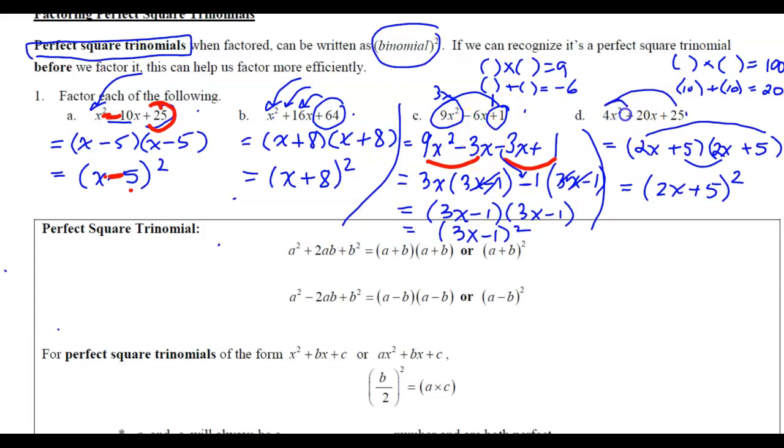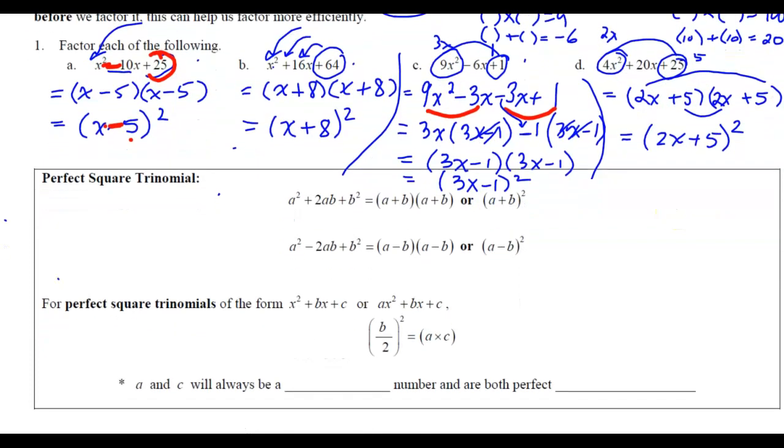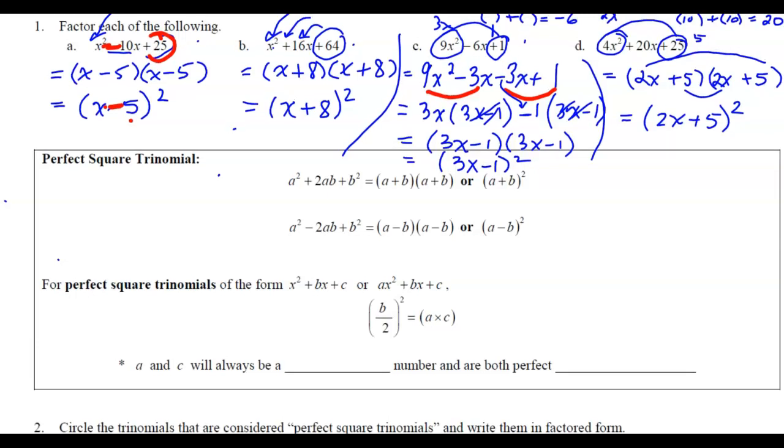Here, the root of 4x squared is 2x. The root of 25 is 5. 2x times 5 is 10x. Doubled is 20x. So the root of each of those terms are the terms in the binomial. You do not have to do it by inspecting that, but it sure makes things faster.